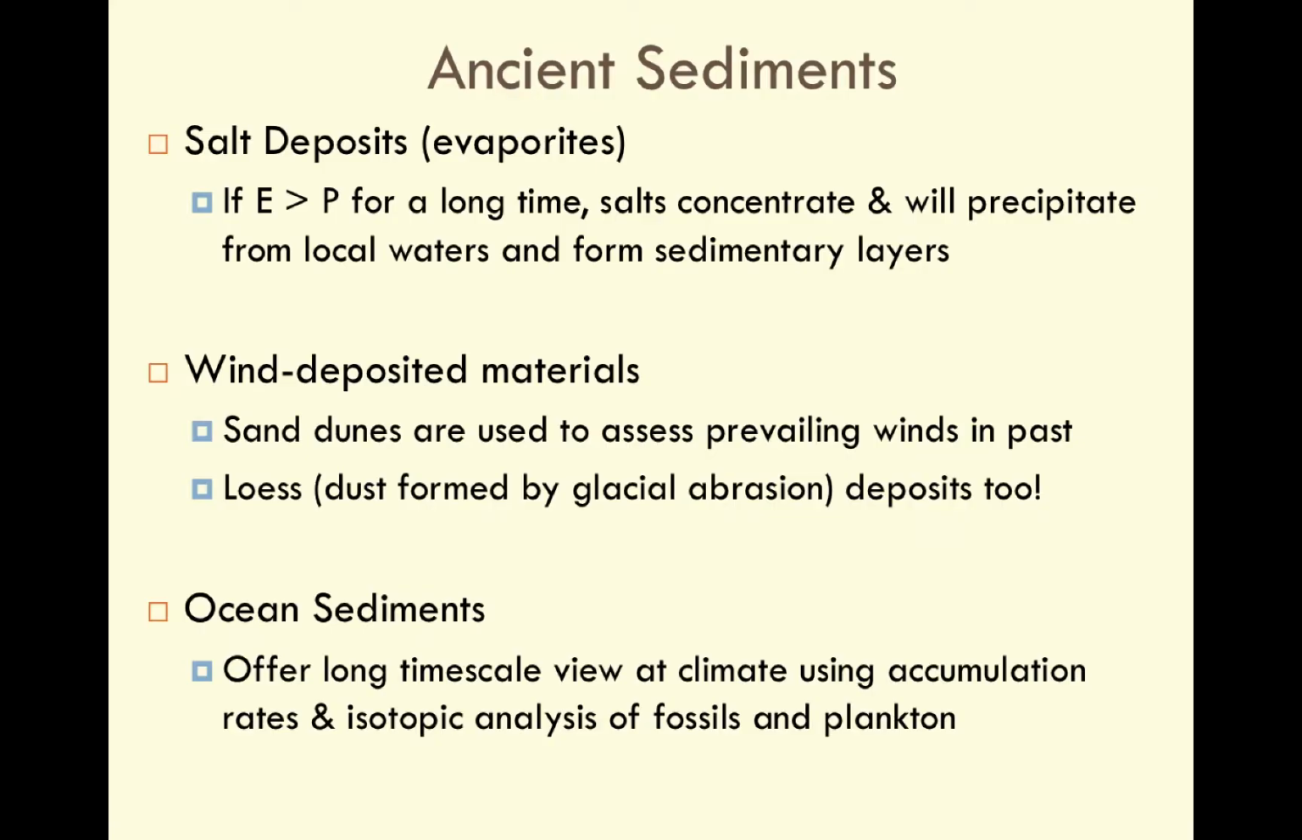Ancient sediments, salt deposits. If evaporation exceeds precipitation for a long time, that's going to remove a lot of fresh water from an oceanic basin. As that happens, the salt concentrations rise. If they rise enough, the salts will concentrate and actually crystallize and precipitate from the local waters and form sedimentary layers, which of course a climatologist can dig up later and infer the evaporation versus precipitation rates at that time. There's also wind deposited materials. Sand dunes, for example, are used to assess prevailing winds in the past. Also loess, which is dust formed by extreme glacial abrasion. Those deposits can be found around, inferring the primary wind directions at the time that was happening.